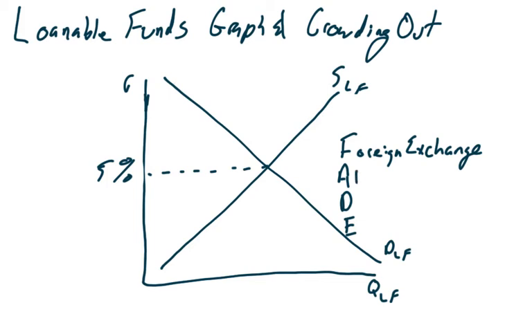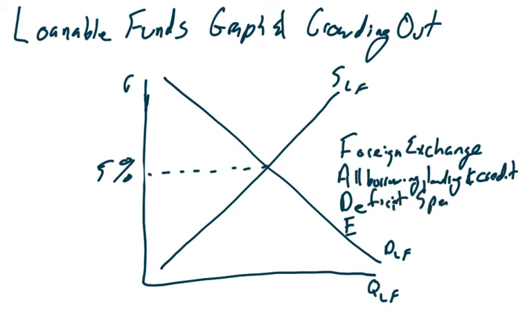The A stands for all borrowing, lending, and credit. So any borrowing, lending, or credit that's happening will also affect our demand of loanable funds. The D is the most important one. This is the one we'll be using in class more often, because the D stands for deficit spending. Deficit spending. This is, of course, when we spend money we do not have.